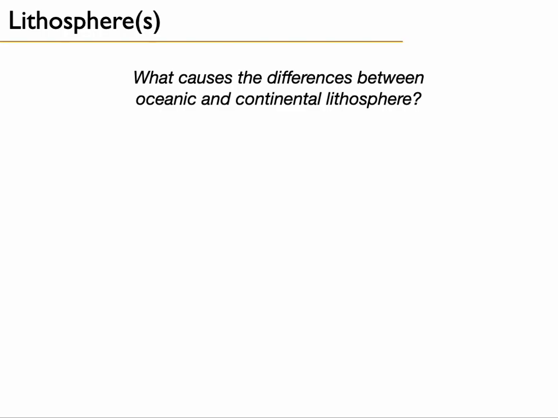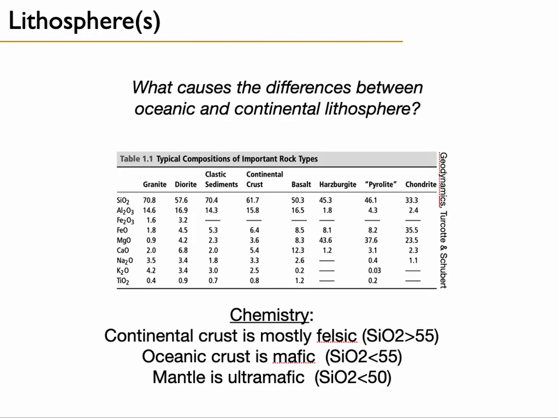So what causes the difference between the oceanic and the continental lithosphere? One main component is basically the chemistry. Here you have a table with the chemistry of typical rocks for the continental crust, oceanic crust, and for the mantle. On that side, you have granite, and going down to the chondrite. This is ordered in terms of acidity.